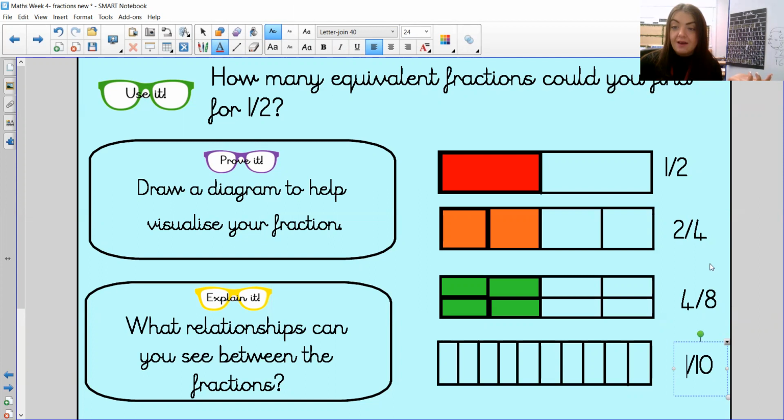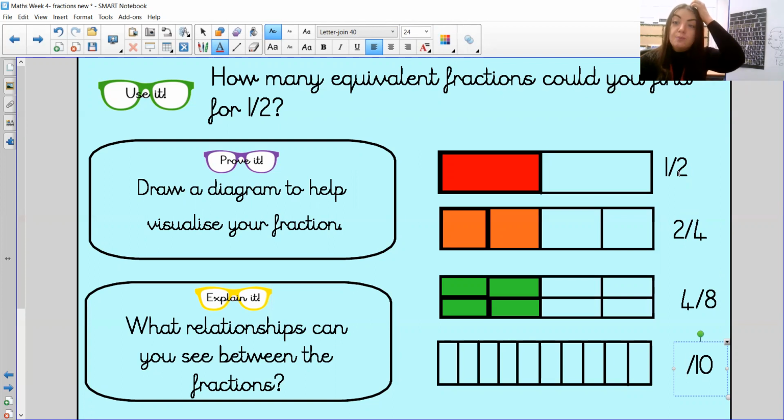I'm seeing a pattern here and here. I want you to explore that first before I give you the answer. So what I'd like you to do is to have a little go at drawing lots of different diagrams, keeping that same whole, but splitting it into different denominators to see if you can find an equivalent to a half. There may be some relationships that you might start to notice between these numbers. You may even start to see a relationship between the denominator and whether you can show a half.